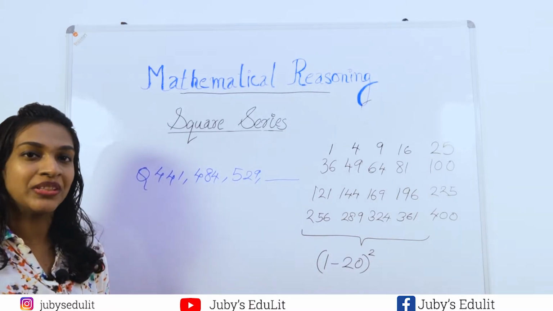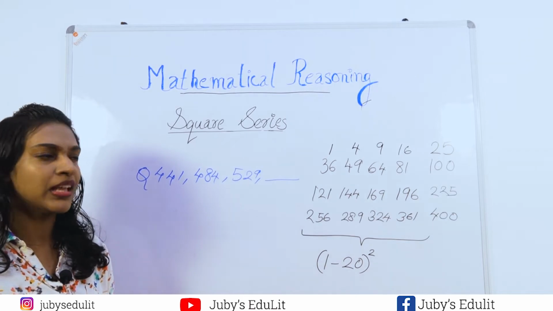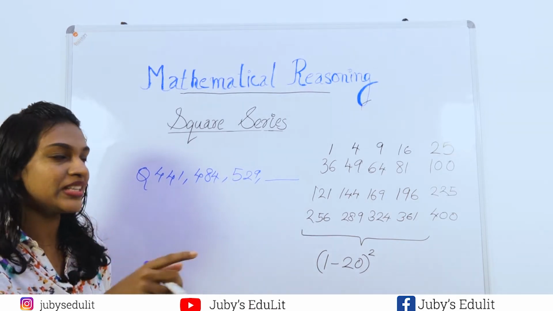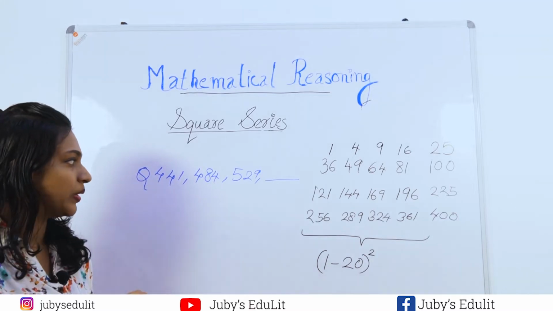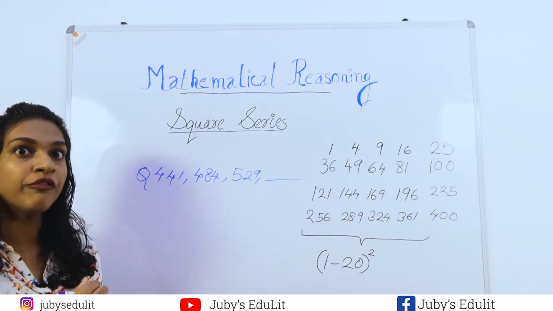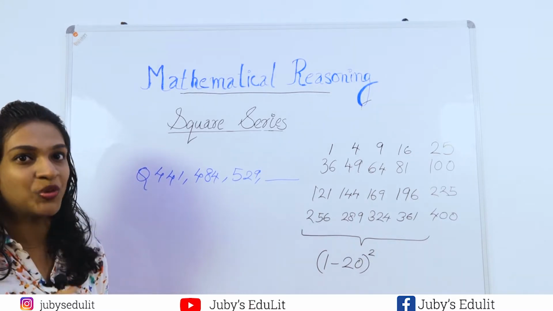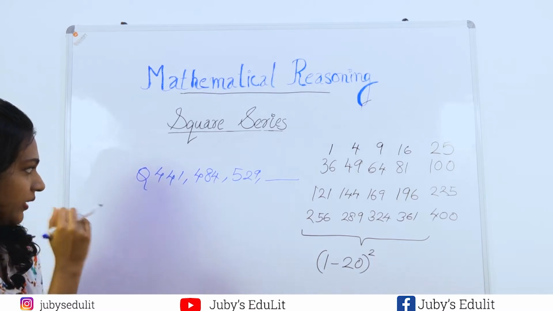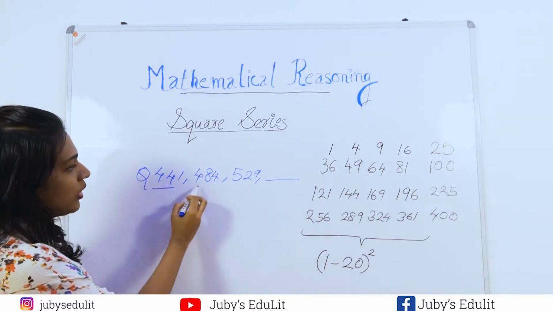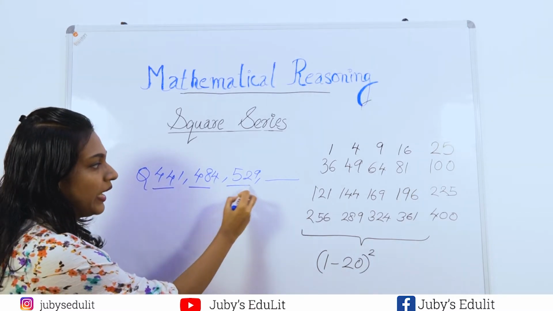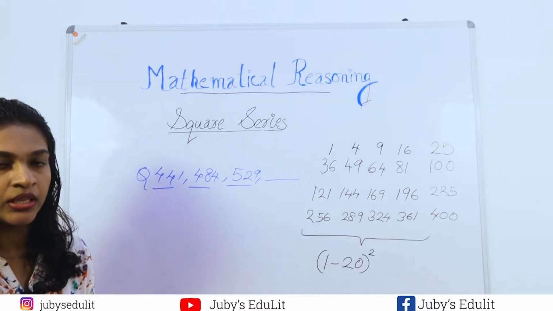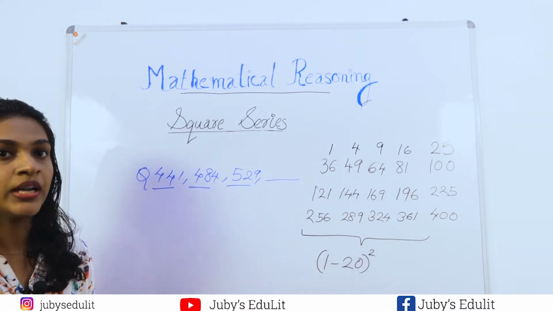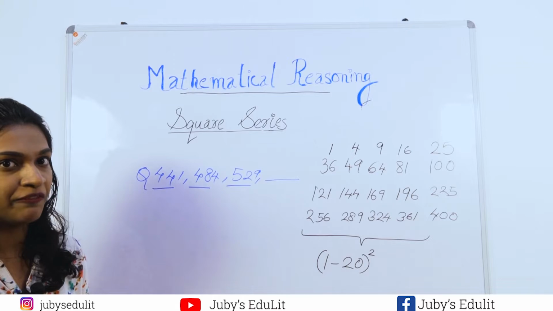Now we are with another question in the square series, and we have already seen here 20 square is 400. So here is a question which is above 400, that means above 20 square. The question goes like this: 441, 484, 529. So you can understand this is something which is above 20. So it is always better if you learn 20 square up to 25.